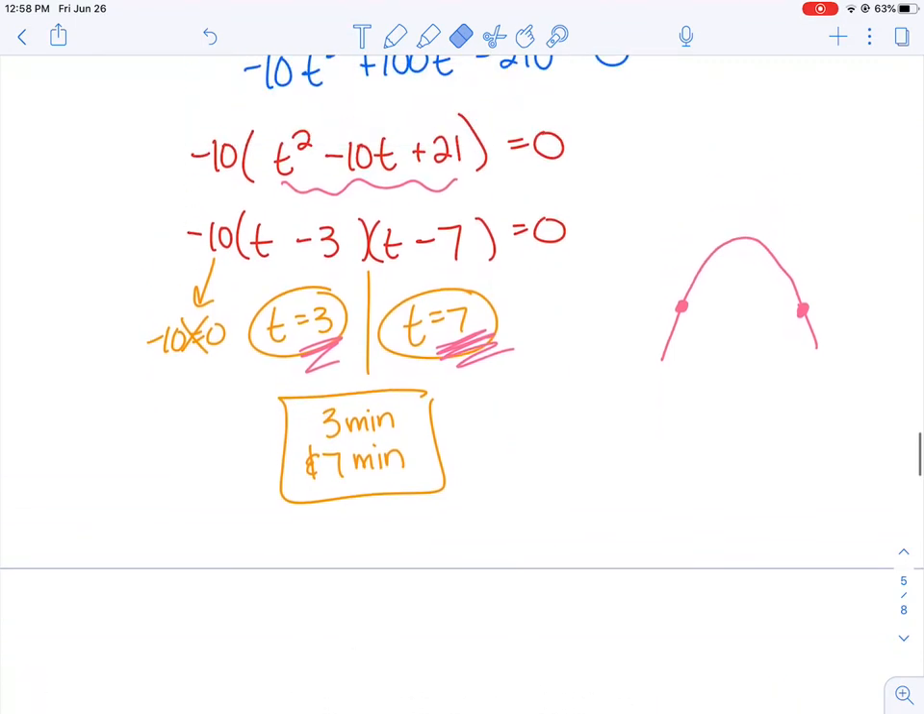All right, I hope those 2 examples helped. We'll do a couple more examples of word problems in the next video. You can never have enough examples, right?